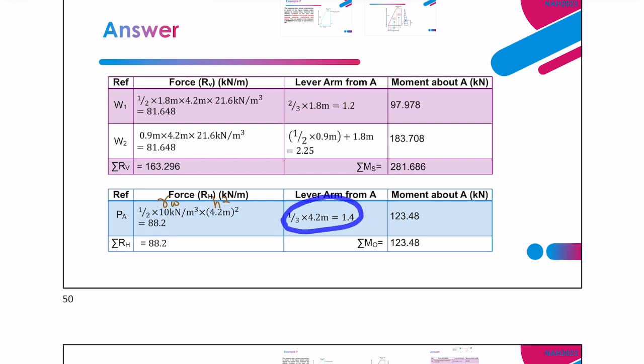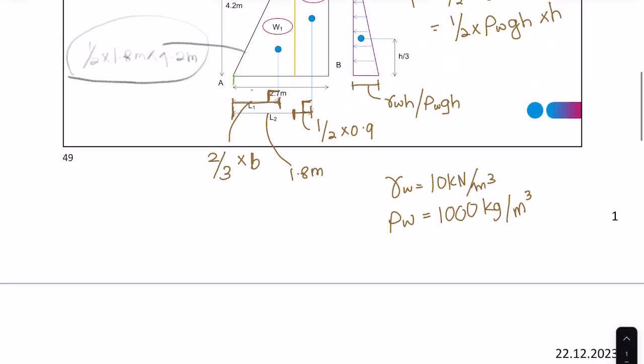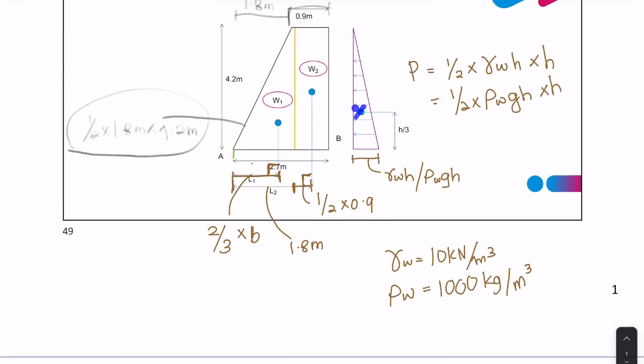Next, we will calculate the lever arm from A, from the centroid of the triangle of water to A.